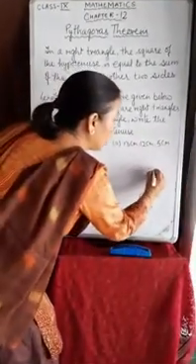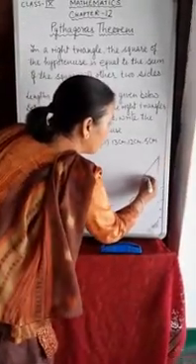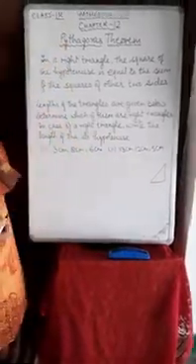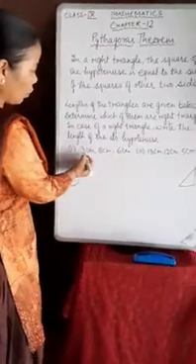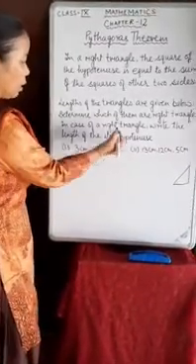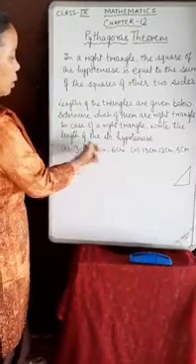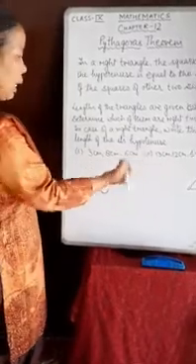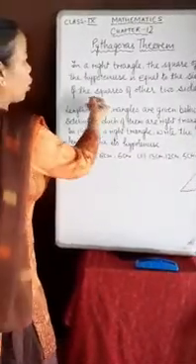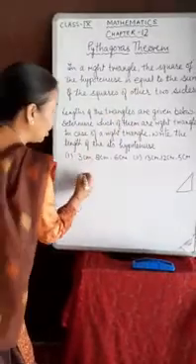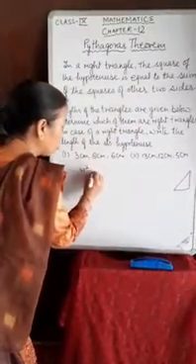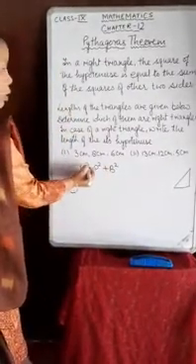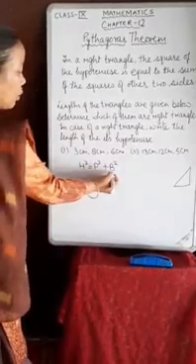Now when you see a right triangle like this, you will observe that the hypotenuse is the longest side. So if the 3 lengths are given, 3, 8 and 6, then obviously 8 centimeter will be the hypotenuse and 3 and 6 will be the other two sides, that is perpendicular and base. So according to this theorem, h square is equal to p square plus b square. That is, the square of hypotenuse is equal to the sum of squares of the other two sides.